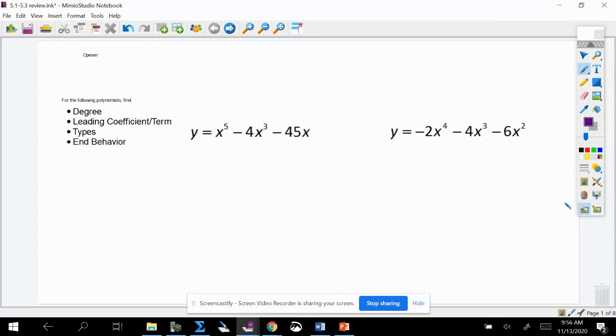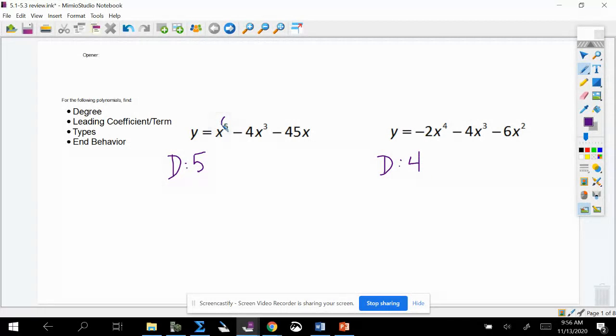So first, I want to just talk about description a little bit. We are faced with a few polynomials here. It's going to ask you different characteristics of the polynomials. First, it's going to ask about the degree. Your degree is your highest exponent. So in this first one, your degree is 5, and in your next one, your degree is 4.